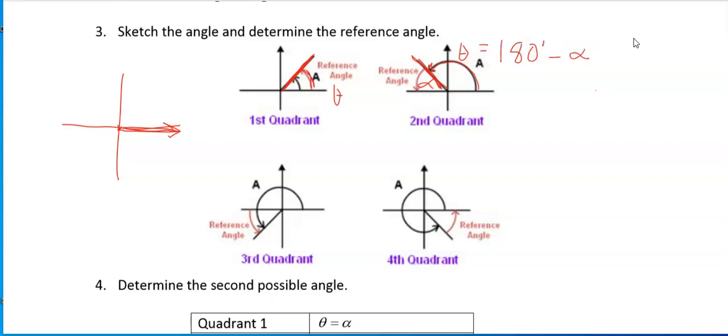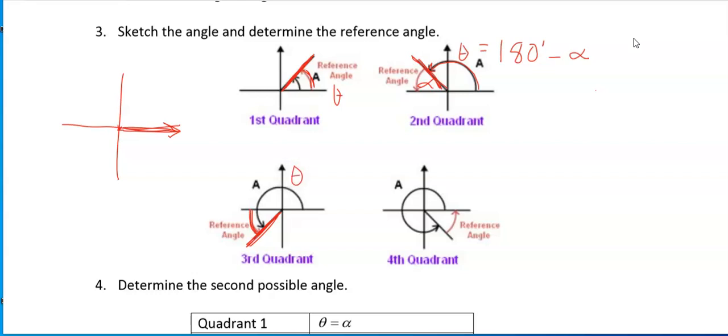If you are calling that alpha, that's what it would be. If your terminal arm ends up in quadrant number 3, here's your reference angle right there. Notice again, formed between the terminal arm and the closest x-axis. Reference angles, by the way, are always less than 90 degrees. They can't be bigger than 90. They have to be less than 90. And so here's your theta right there.